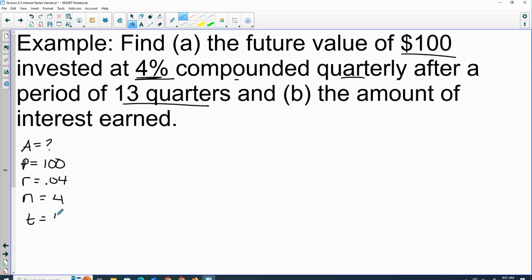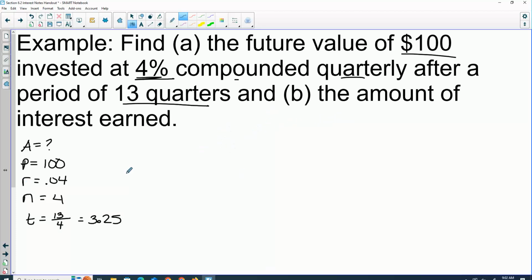13 times 4 divided by 12? No, that's more complicated. We just have to do 13 divided by 4, because we know every year has 4 quarters. So if you plug that in, you get 3.25. You're welcome to keep it as 13 over 4 if you want.